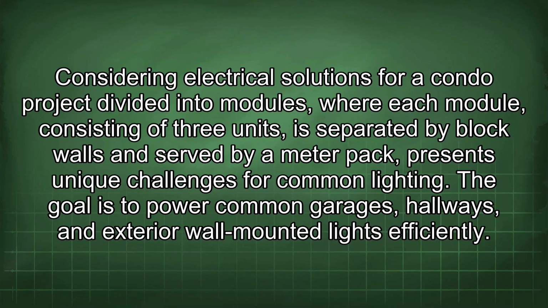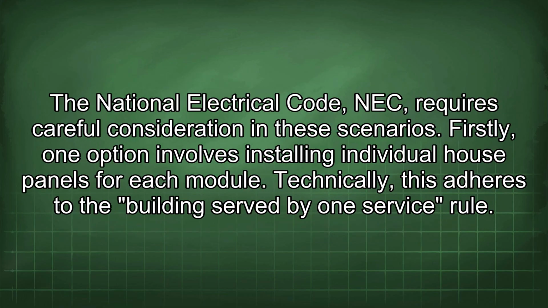Considering electrical solutions for a condo project divided into modules, where each module, consisting of 3 units, is separated by block walls and served by a meter pack, presents unique challenges for common lighting. The goal is to power common garages, hallways, and exterior wall-mounted lights efficiently. The National Electrical Code, NEC, requires careful consideration in these scenarios.